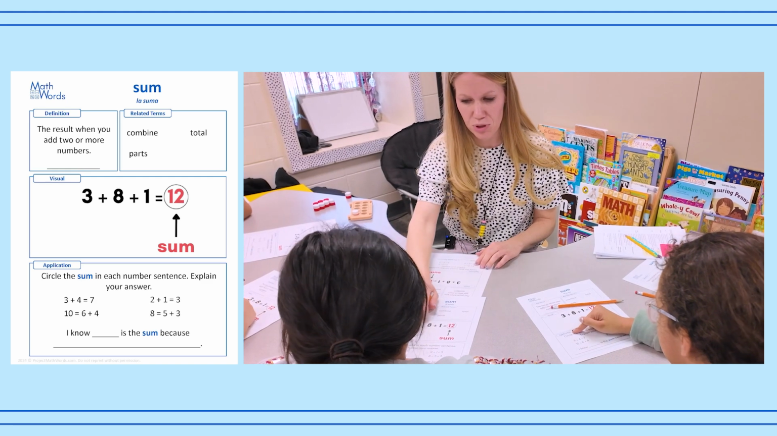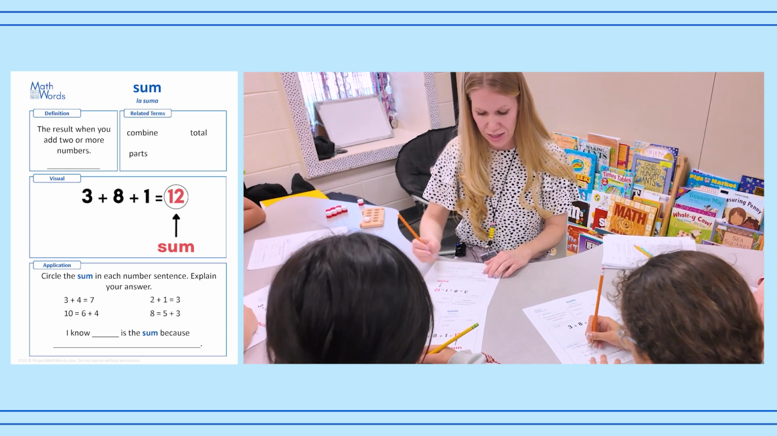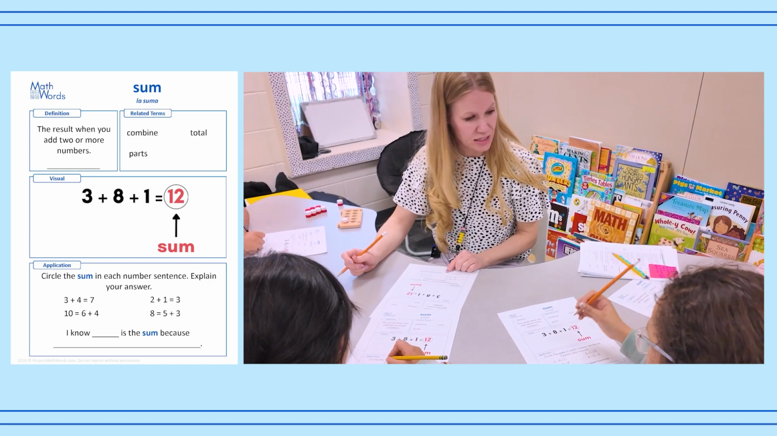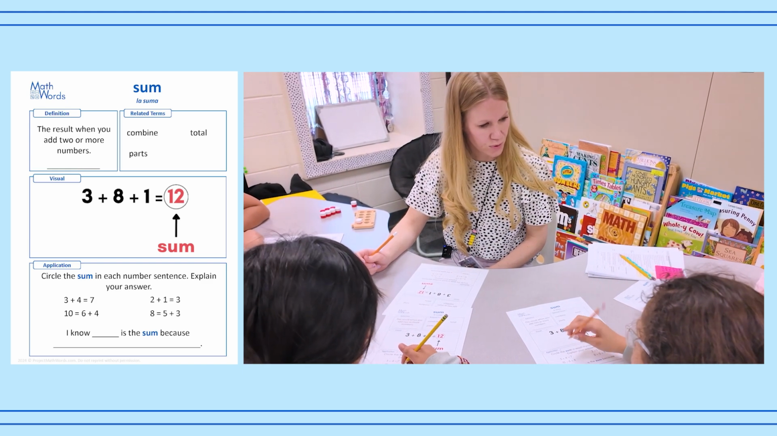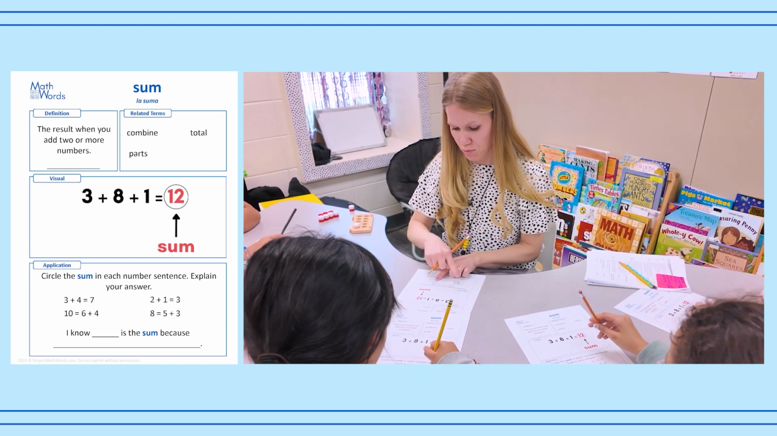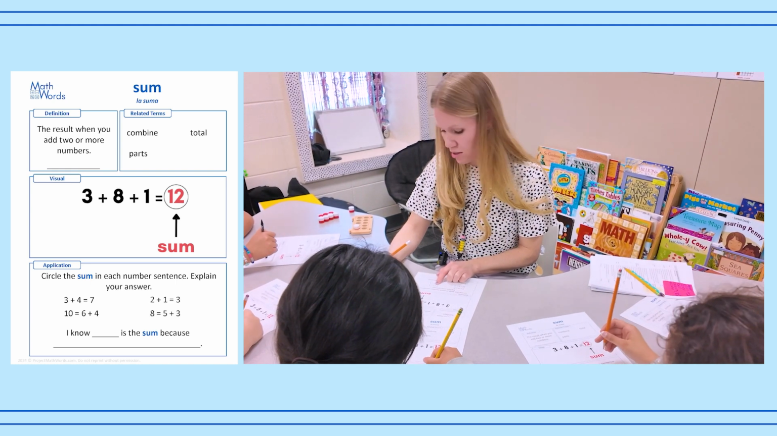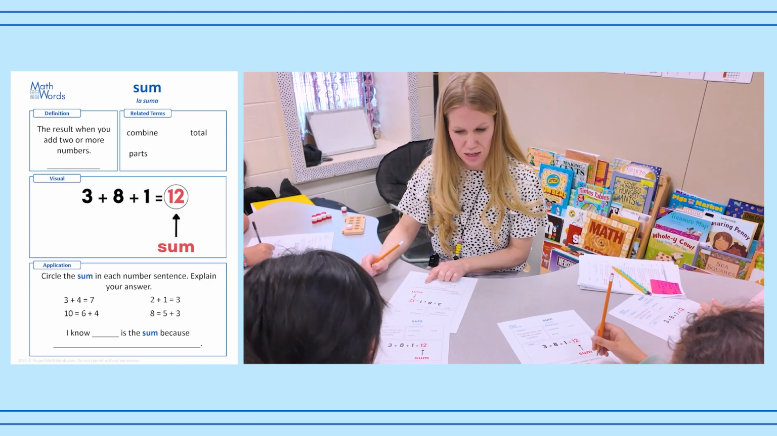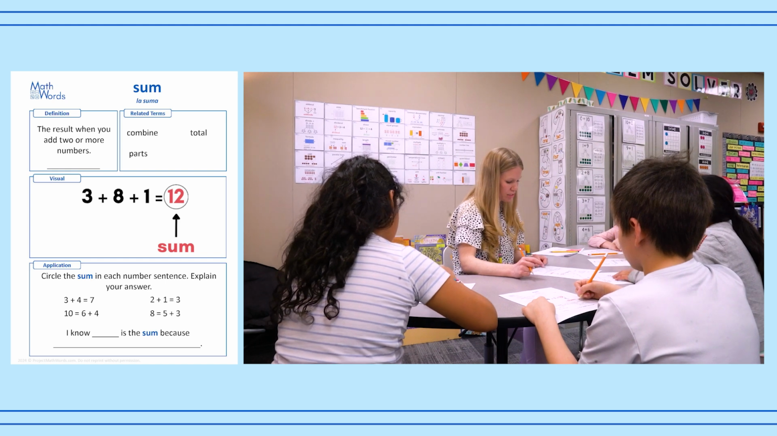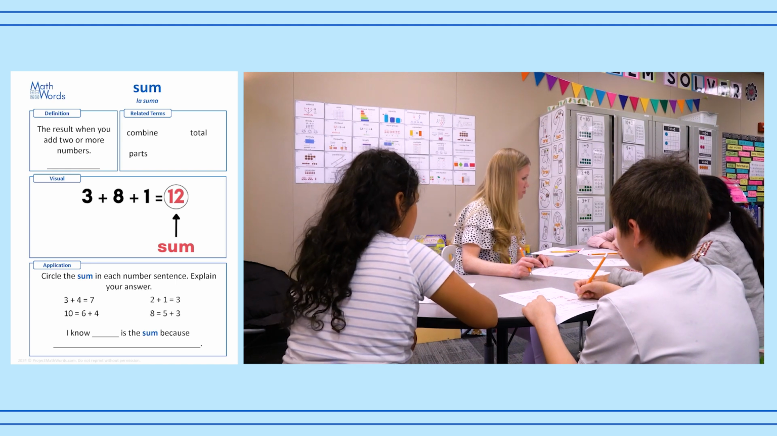I have 3 plus 4 equals 7. I'm going to circle the 7 because that is the sum of 3 and 4 added together. I know 7 is the sum because when I add 3 and 4, the result is 7. Good. So let's take a look at the next one. We're going to move horizontally over. Good job. So I'm going to do 2 plus 1 equals 3. Circle the sum. Great job.